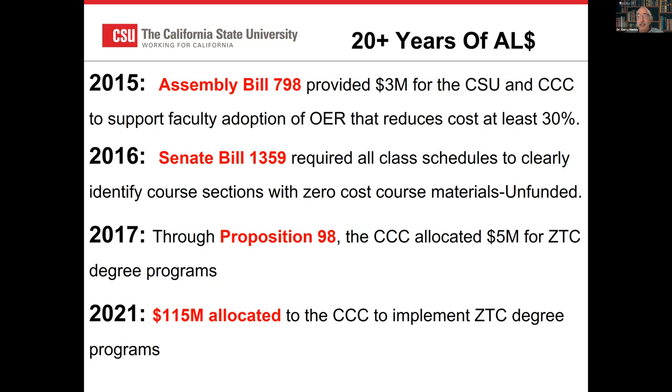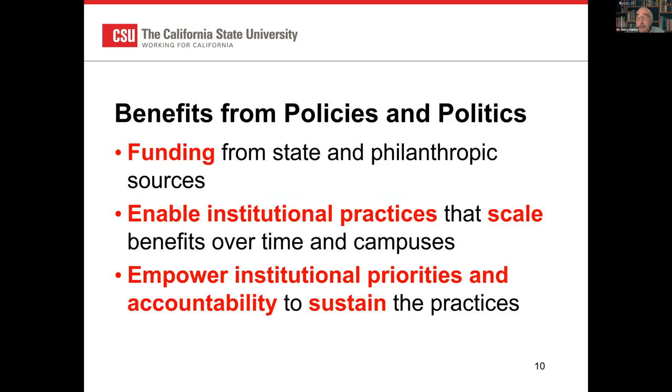And finally, I think this began to set up the capacity where the legislature and the governor, Governor Newsom, who was the lieutenant governor when we started the Affordable Learning Solutions, started using propositions. And as Tanya said, the last allocation of $115 million was to implement ZTC degrees. So I'll just say that outcome was laid on the foundation of legislative processes and politics that kept the visibility and the power of affordability for education for students at the forefront. And SREB is one of those institutions that can really help you with the policies and the politics to acquire the funding.